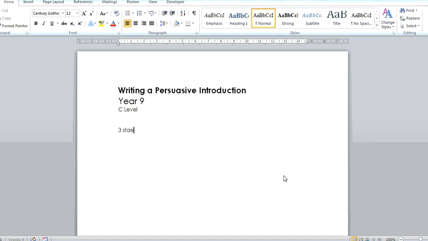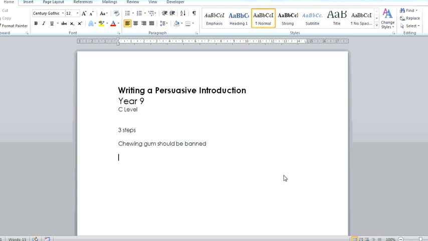Now, there are three steps. Bit of a spelling error there. There are three steps to creating a successful introduction, and if you can follow these three steps, then you will have a C-level piece of writing. We're going to be working on the issue today that chewing gum should be banned, which tends to be the most common one used in these type of videos. I should really mix things up, but that's okay.